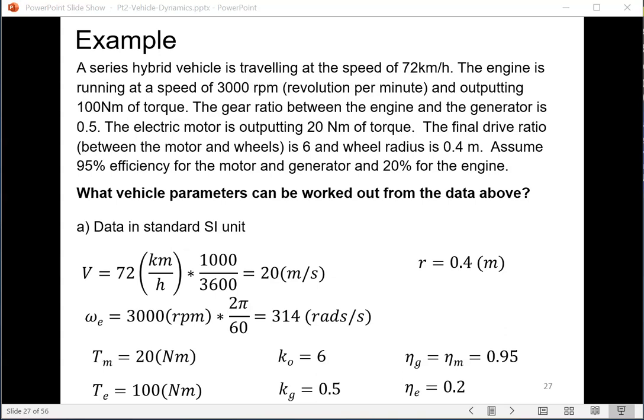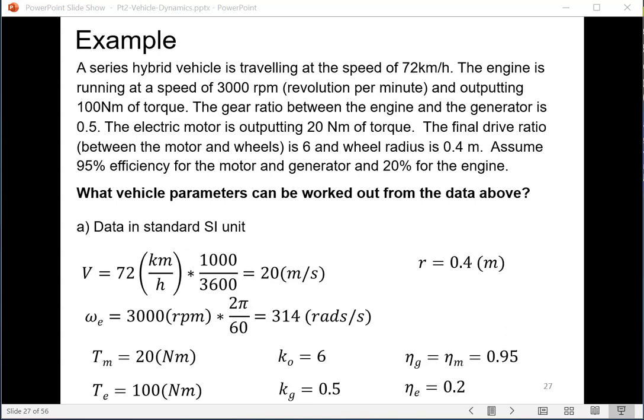The gear ratio between the engine and the generator is 0.5. That means actually it's speeding down, but that's because of the particular generator we have. The electrical motor output torque is 20 Newton meter. That's used to drive the wheels. The gear ratio between the motor and the wheels is 6, and the radius of the wheel is 0.4.